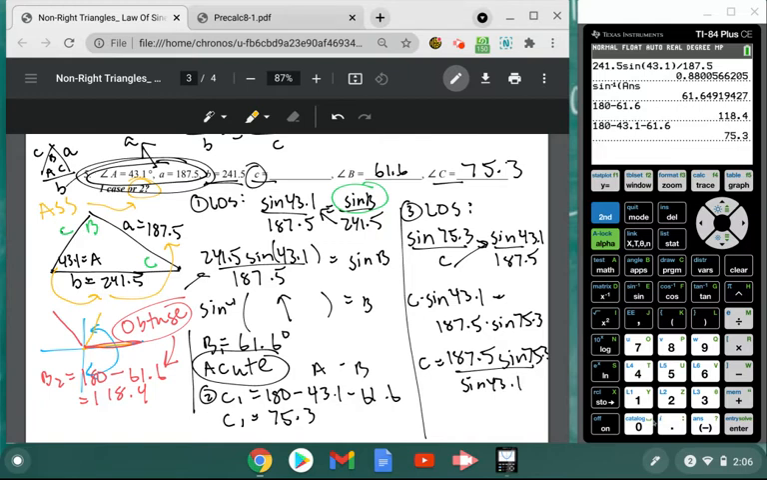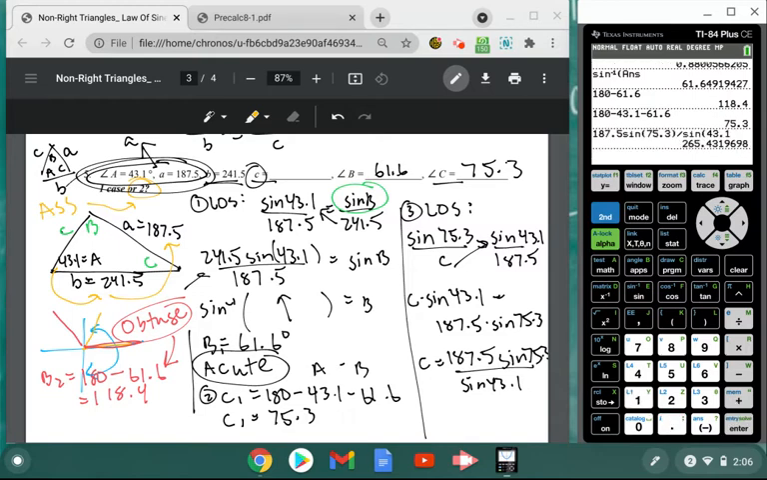Okay, so all into my calculator: 187.5 times the sine of 75.3, that was angle C, divided by the sine of 43.1. This gives us side C, 265.43. So C is about 265.43. All of this is for the acute case, so the acute B.